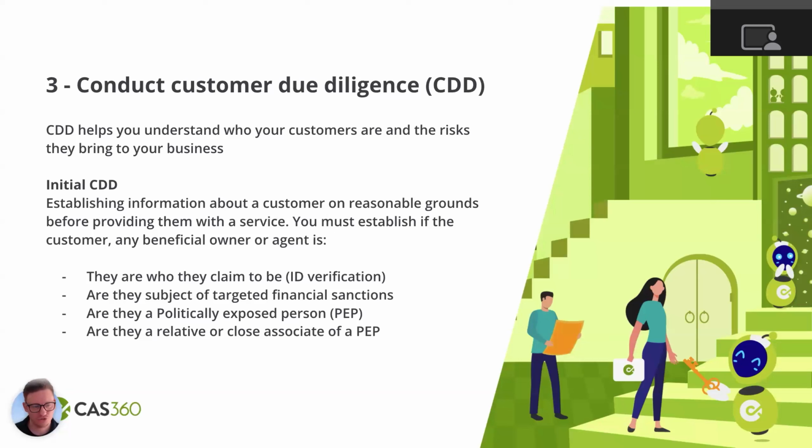We then need to do what's called effectively an AML screen on these people. So are they subject to targeted financial sanctions? Are they politically exposed? Or are they a relative or a close associate of a politically exposed person? So we need to ID verify, make sure they are who they say they are, and then we need to do some sanctions and PEP screening on these particular individuals. So that's for initial customers.